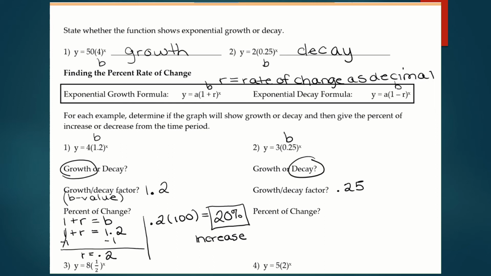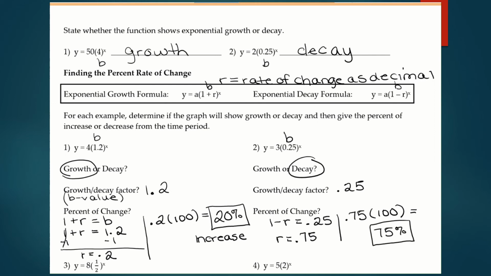Our percent change. So how are our y values changing as a percentage? Once again, I'm going to take a look at my formulas above. I'm going to use the exponential decay formula here, and I'm going to say 1 minus r should give me my b value of 0.25. So thinking about this, what do I subtract from 1 to get 0.25? I subtract 0.75, so that must be what r is, 0.75. Now to make this into a percent, I'm going to multiply 0.75 times 100, and that gives me 75%.